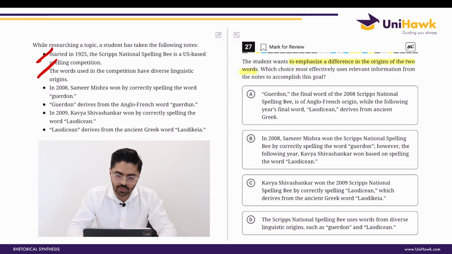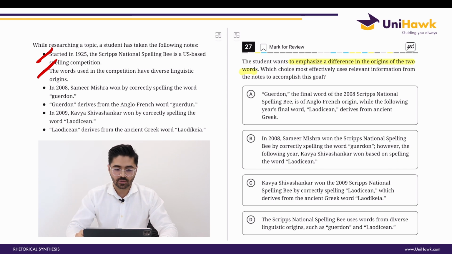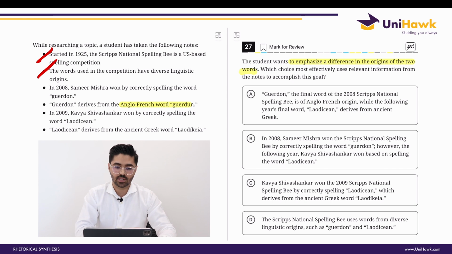In 2008, Samir Mishra won by correctly spelling the word guerdon. Well, that's one of the words. It starts becoming relevant. Guerdon derives from the Anglo-French word guerdon. Well, that's exactly what I was looking for, right? That is the origin of one of the words. Next, in 2009, Kavya Shivashankar won by correctly spelling the word Laodicean. Okay, so there comes the next word. And the final bullet point, Laodicean derives from the ancient Greek word Laodikia. Well, there is the next origin, which is ancient Greek.